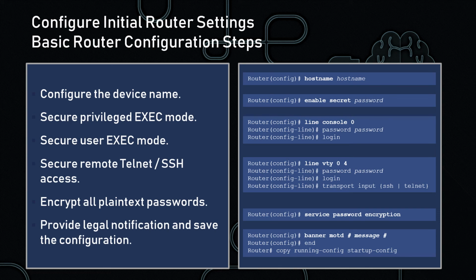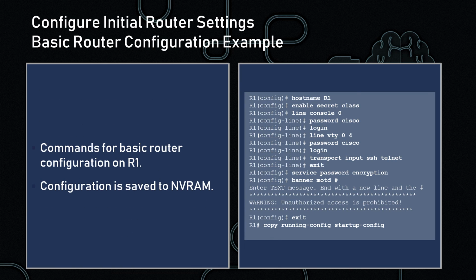And then service password encryption, banner MOTD. The pound signs here are what they call delimiters. There's a number of different characters you could use, but pound is just the easiest one to use. And then we type in end to go back to standard privileged exec, and then we'll do copy running-config startup-config, or "copy run start." Here we see the configuration written a little bit differently. Once we have that configured, we'll save that to NVRAM, and then we can reload, and all of the changes we just made will be kept.